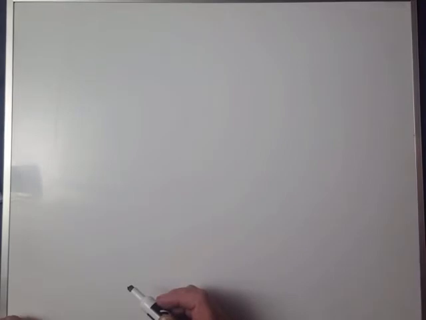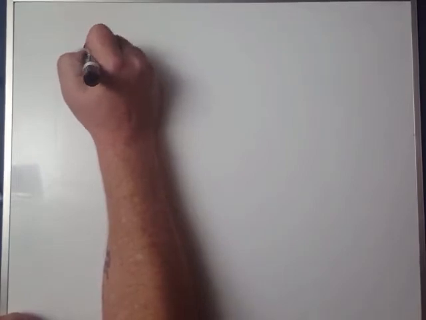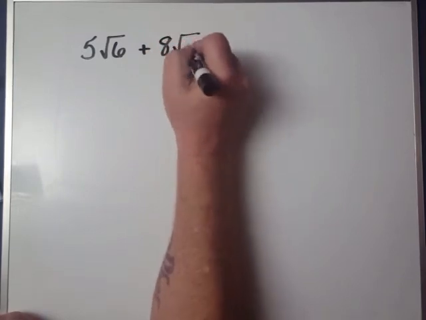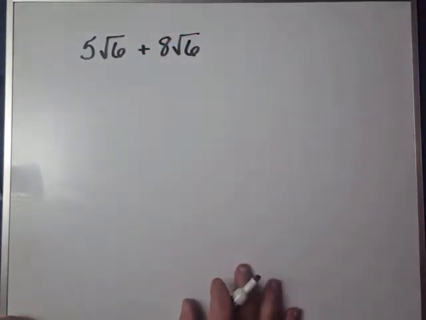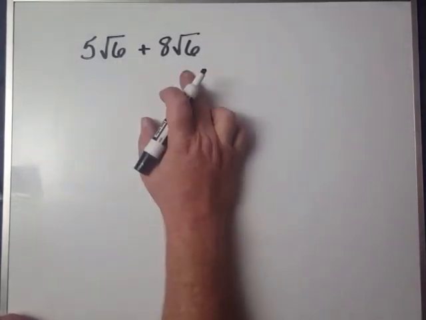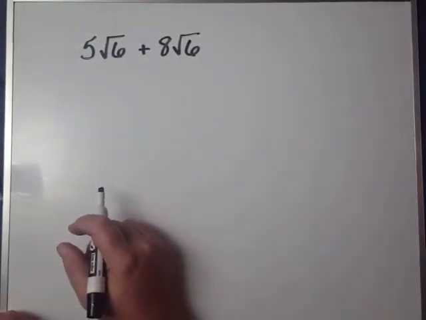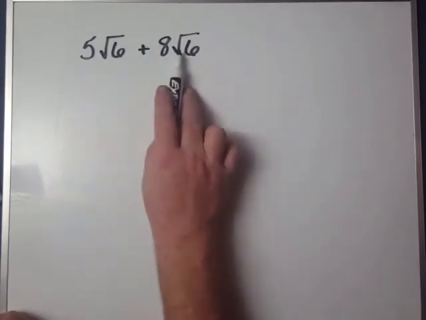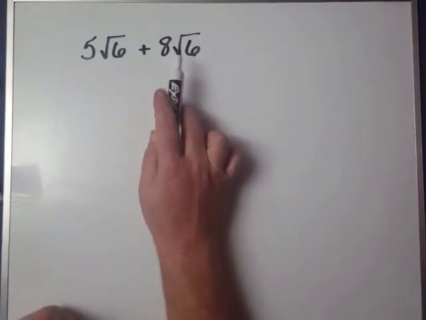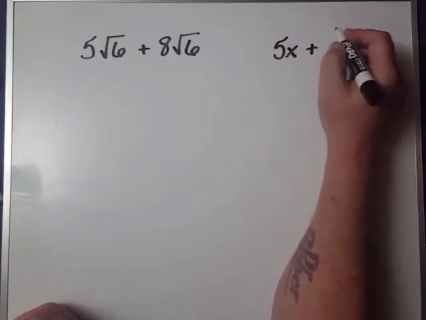Adding and subtracting radical expressions. We're going to be looking at problems like this: 5 square roots of 6 plus 8 square roots of 6, and we're going to be asked to simplify. Well, these are what are called like radical terms. That is, the radical parts match exactly, not only in their radicand, but also in their index. Radicands are both 6, the indices are both 2, they're both square roots. And so this is the same as simplifying this expression.